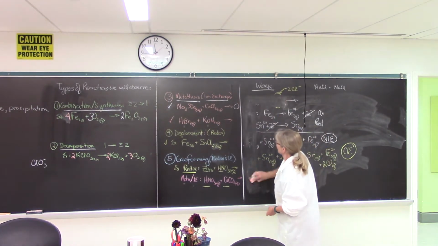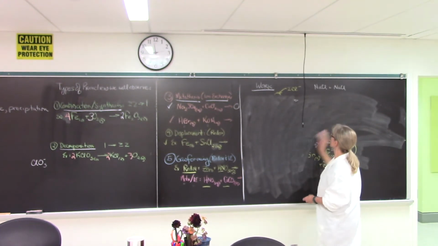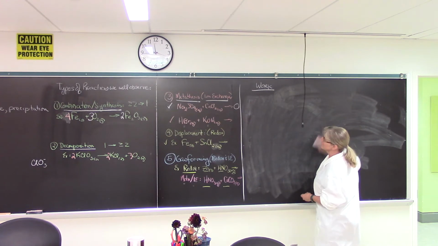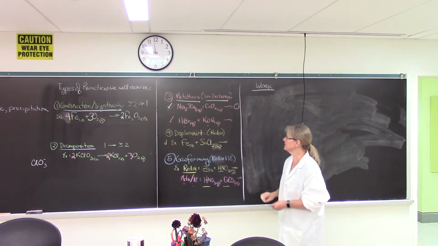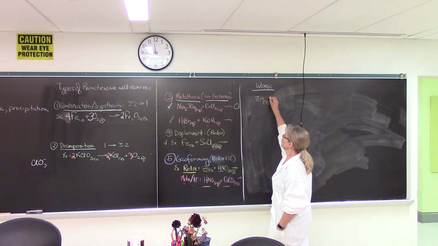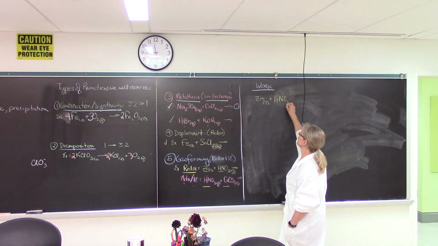So really fast, we're going to go through these because you've now seen how to do this, and I've walked you through the net ionic and the complete ionic for both types. So we're going to do this fast. First of all, our zinc solid, we're going to react it with nitric acid.